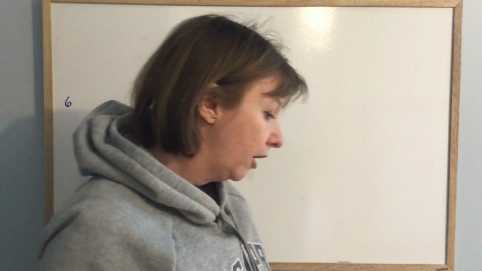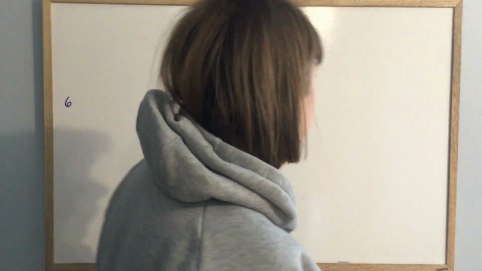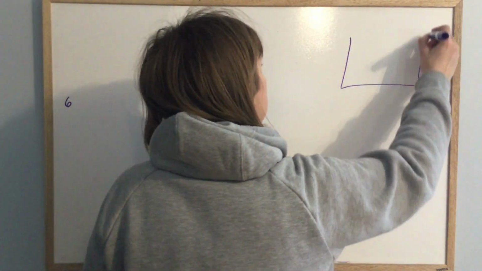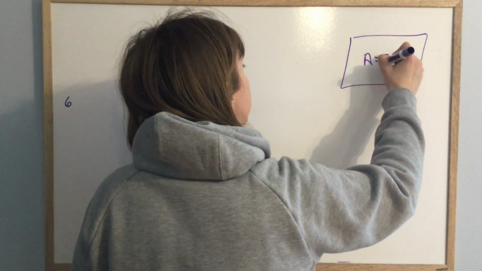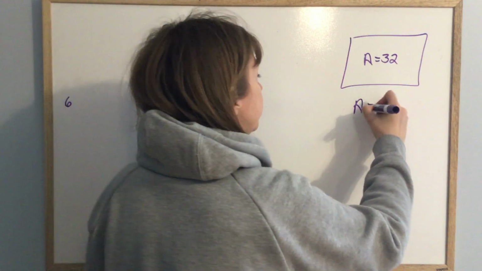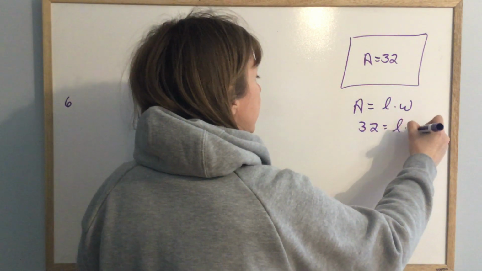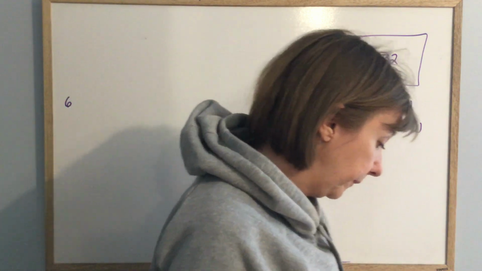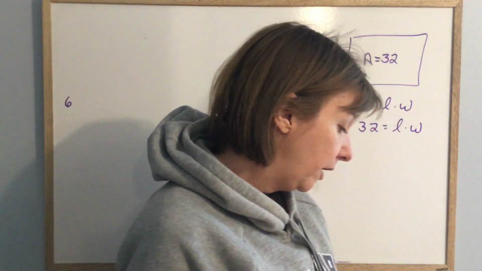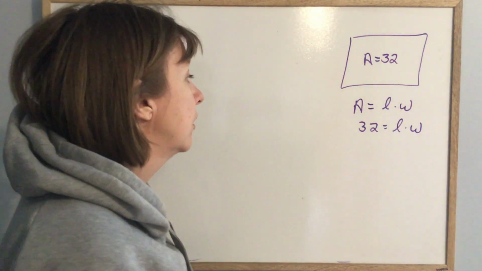a rectangular garden plot requires an area of 32 square meters for the vegetables that you want to plant. So you need an area of 32 square meters. An area is length times width, so you have 32 is length times width. What dimensions of the plot will use the least amount of fencing to enclose the garden?